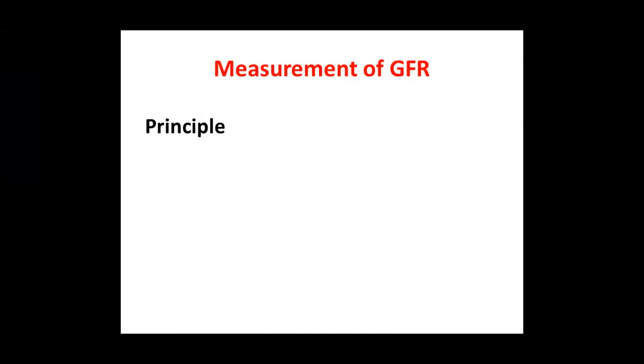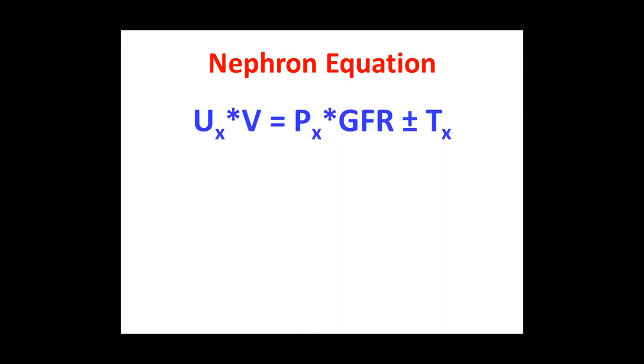Next issue is the measurement of GFR. How to measure the GFR? What is the principle of measurement of GFR? The principle of measurement is our age-old nephron equation. In the first class, I described in detail this nephron equation. What is UxV? It is the urinary load. What is PxGFR? It is the filtered load. What is Tx? It is the transport. If it is plus, it is secretion. If it is minus, it is reabsorption.